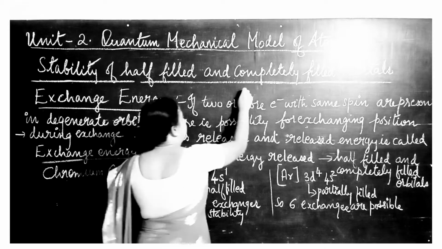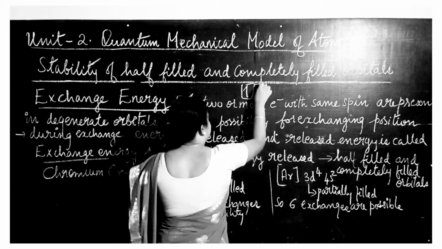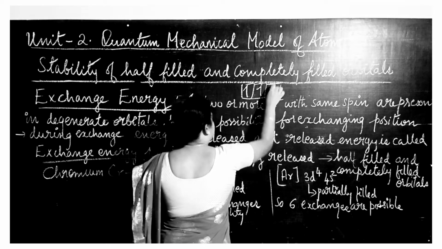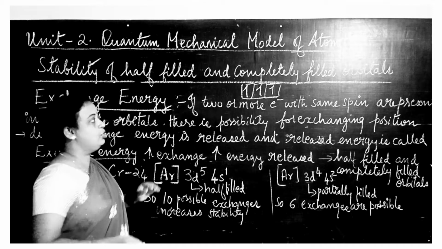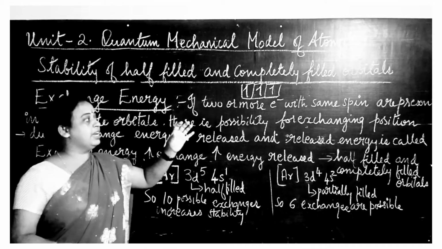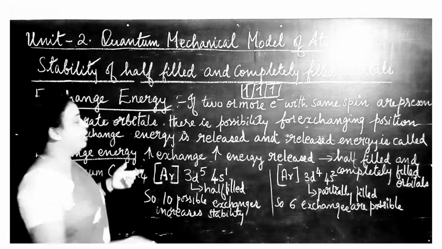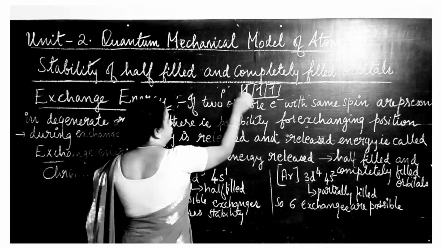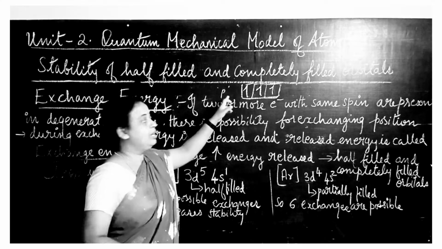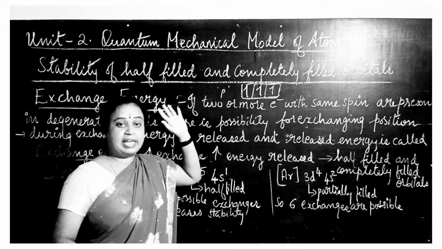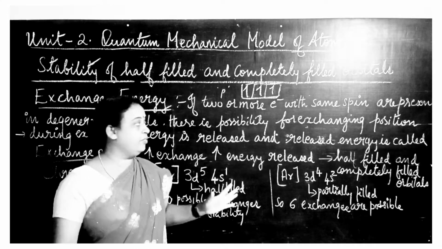So same spin means like this. One electron spin is like this. This is the same spin. See, they are spinning in the same direction. So two or more electrons like these have the same spin and are present in degenerate orbitals. Now this is a p orbital, a half-filled p orbital, so all the three electrons have the same spin. Yes, they are degenerate orbitals because they have an equal amount of energy.